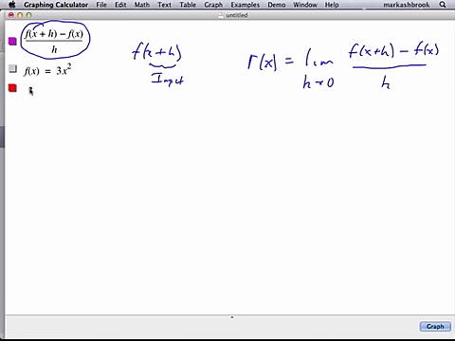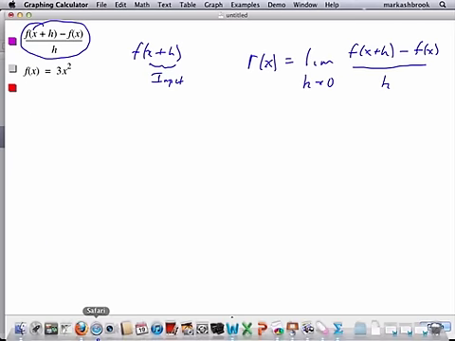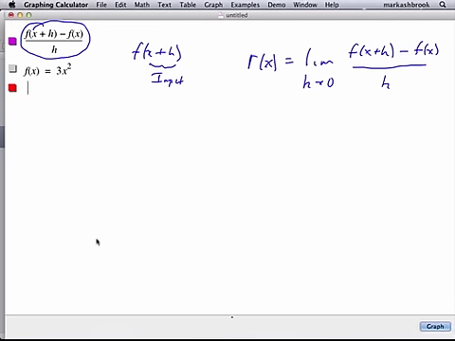Saskia? It would be 3 times the quantity x plus h squared. She wants 3 times the quantity x plus h squared because the function says take 3 times what? The input squared. Okay, so what the function says, take the input, square it, multiply by 3. What's the input if you have f of x plus h? X plus h, so you take that and square it, multiply by 3.